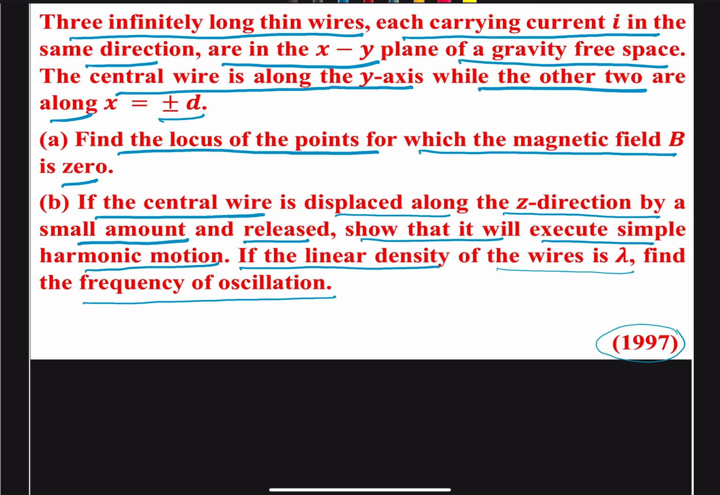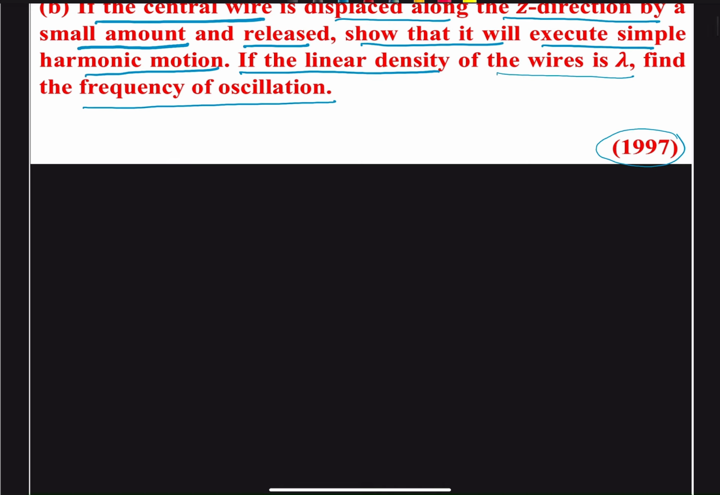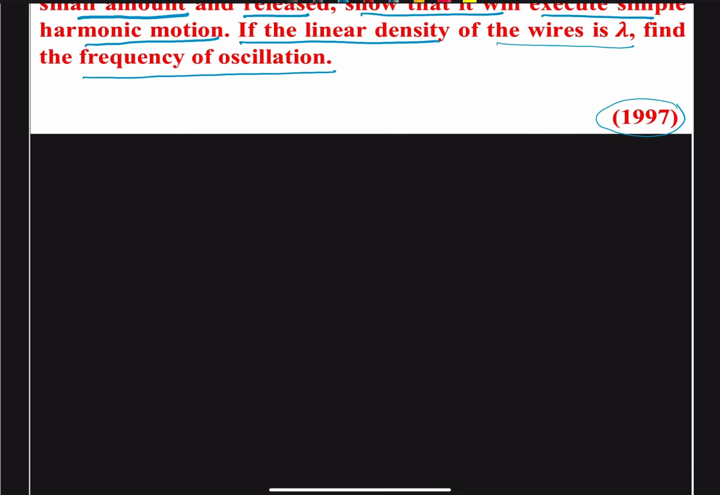So we are given three wires. So let me draw an approximate figure for that. So we have an x-axis and we have a y-axis. Three wires are given to us. So one wire is along this y-axis, and let us suppose this is our origin O.